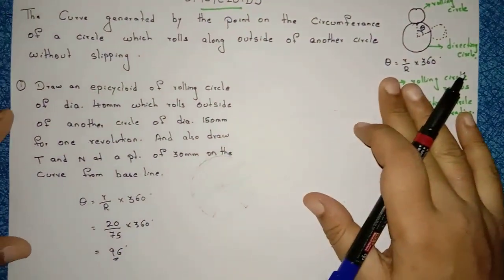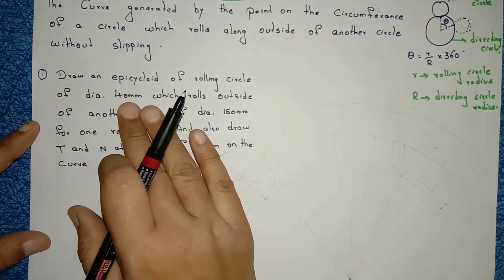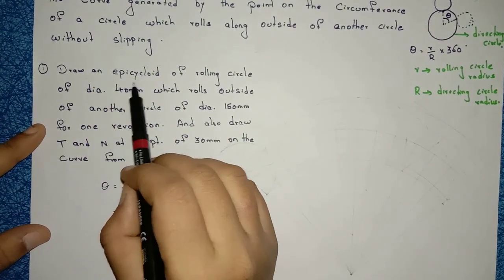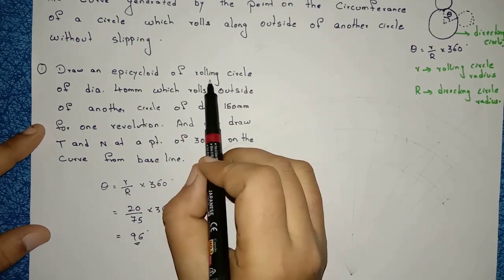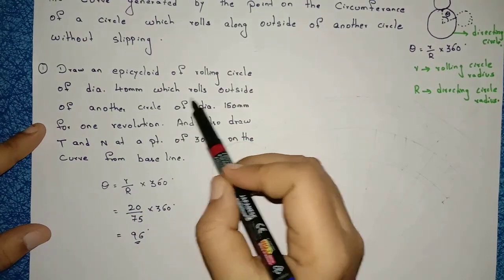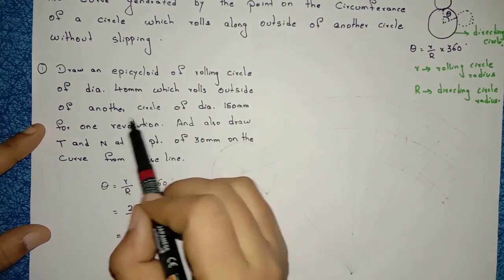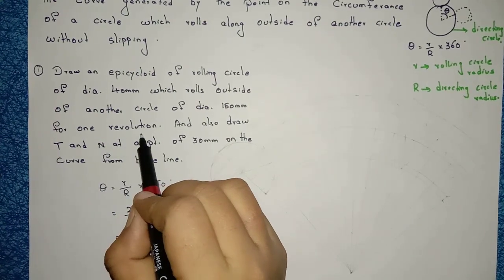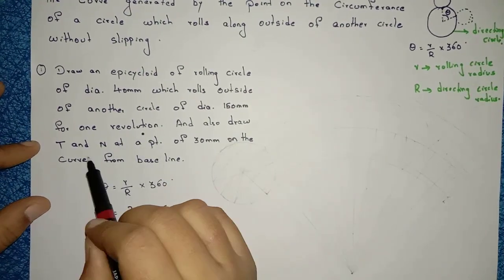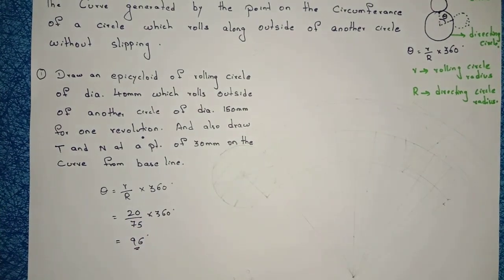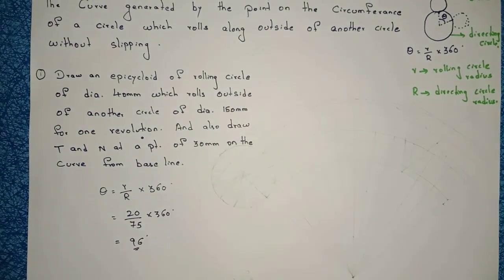Right, now let us see the problem. This is your question: draw an epicycloid of a rolling circle of diameter 40 mm which rolls outside of another circle of diameter 150 mm for one revolution, and also draw the tangent and normal at a point 30 mm on the curve from the baseline, right? So this is the question.